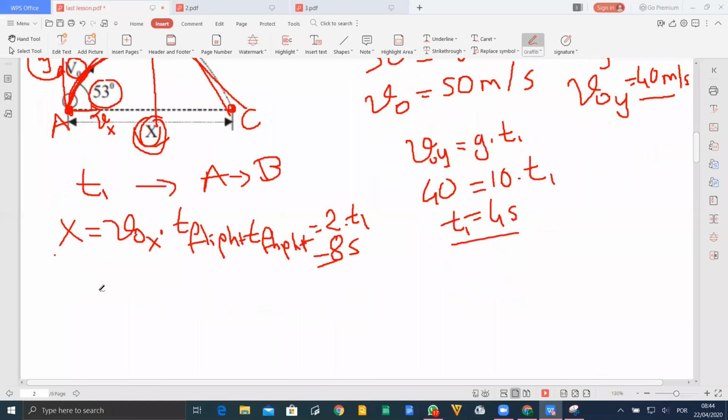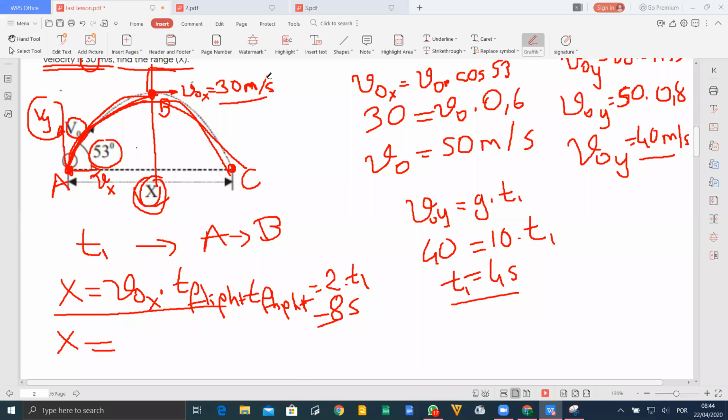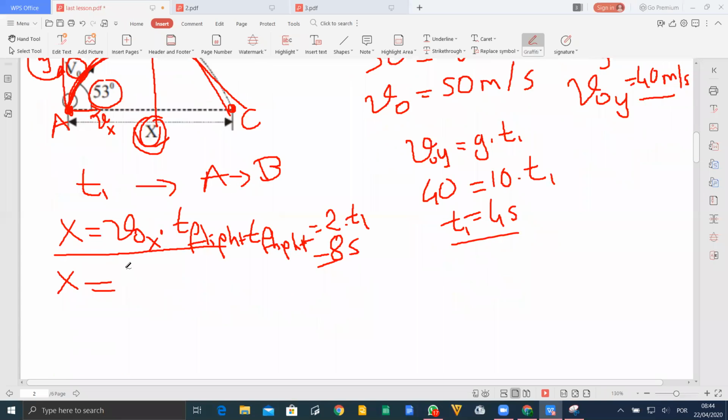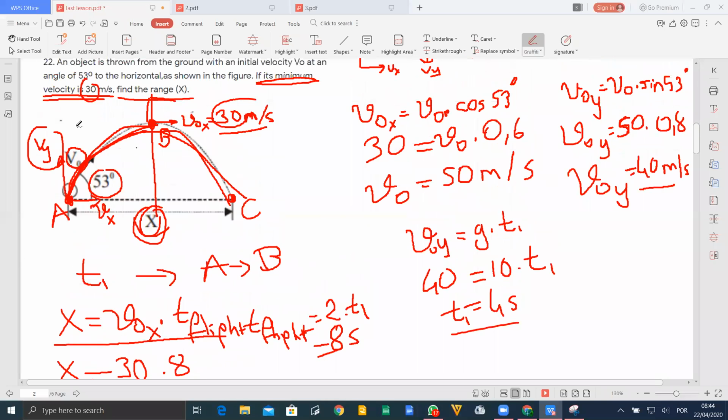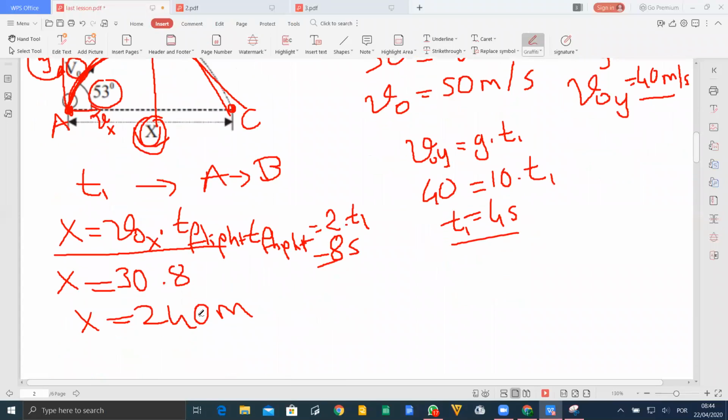X is equal to, what is Vx? Vx is given 30, right? Which is given initially, 30. So 30 times t flight, which is 8 seconds, and your answer will be 240 meters. I hope you understand that. We can go to another question. You can mark it, the answer of question number 22 is 240.